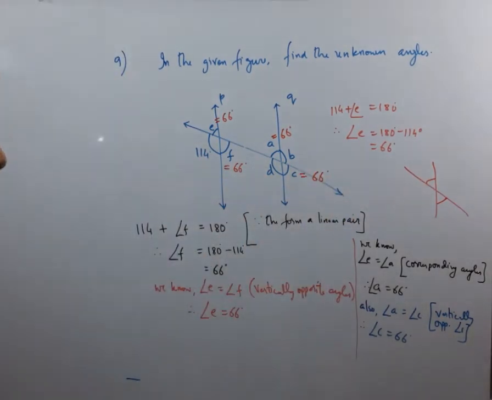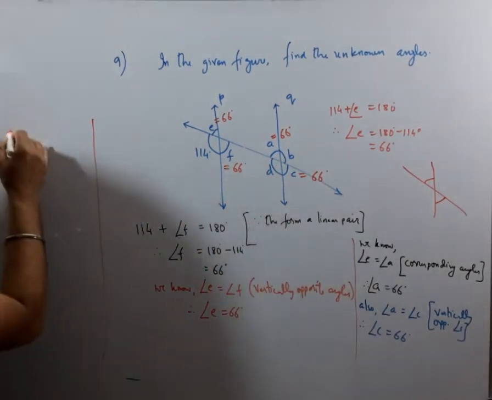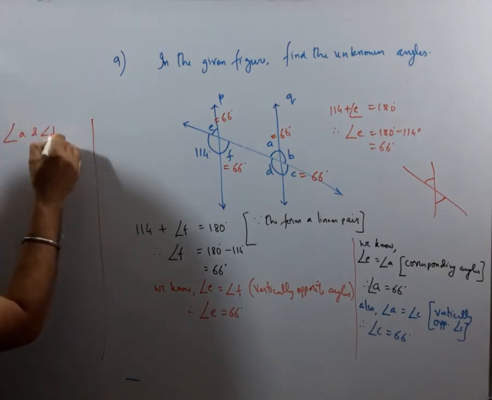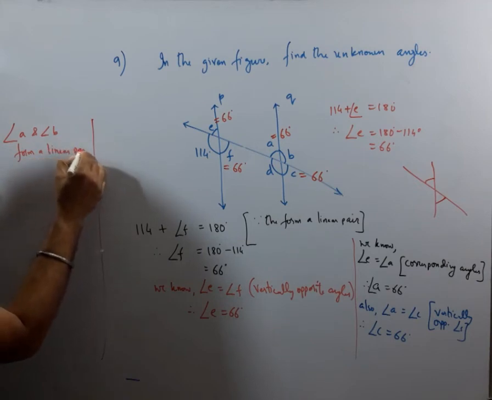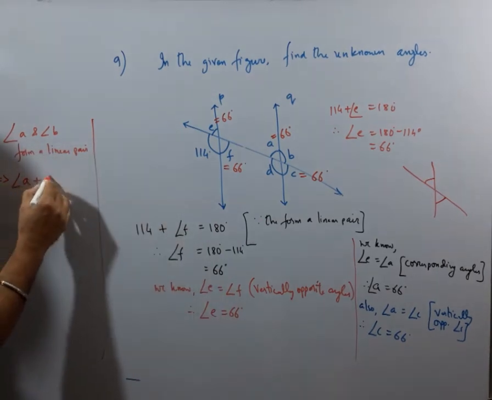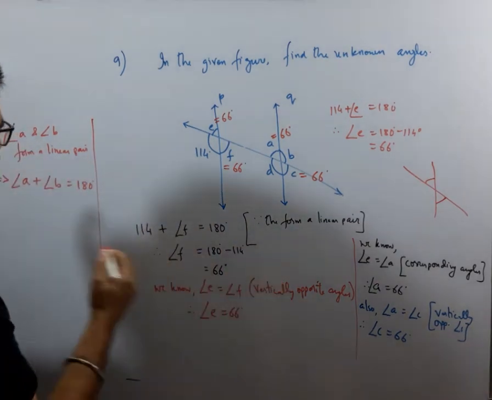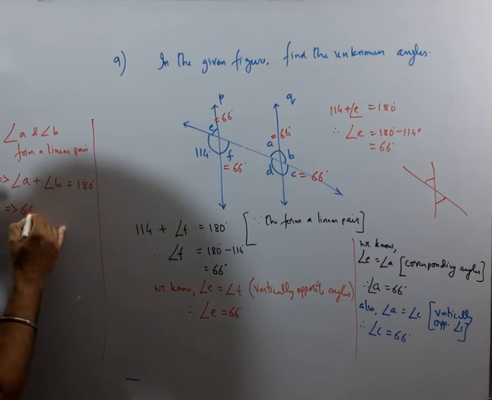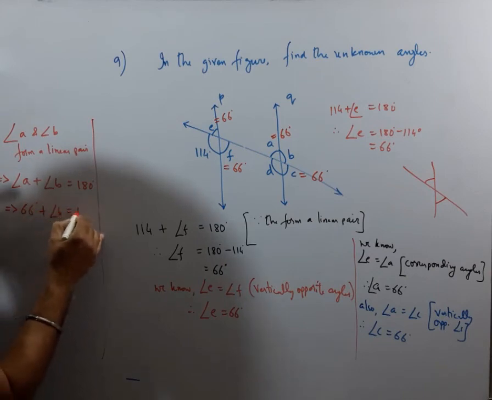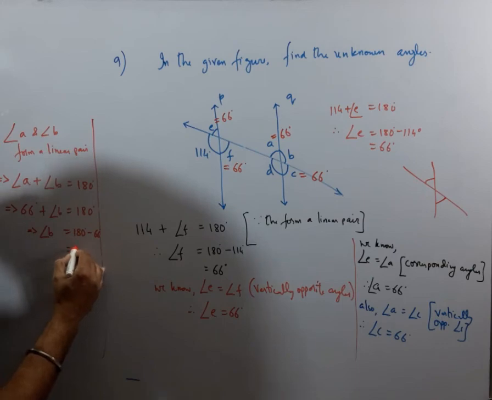Now you would see one thing interesting here. A and B, I'm continuing here. Angle A and angle B form a linear pair. That implies angle A plus angle B is equal to 180 degree. Now we already know angle A, and that is equal to 66. Therefore, 66 degree plus angle B is equal to 180 degree, and that implies angle B is equal to 180 degree minus 66 degree, and that is equal to 114 degree.